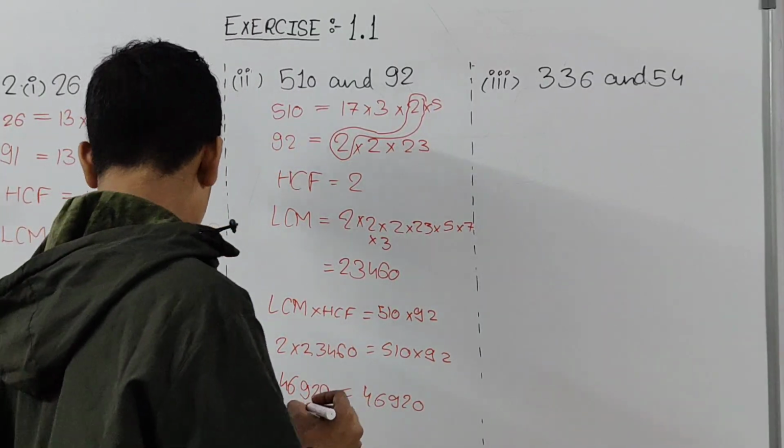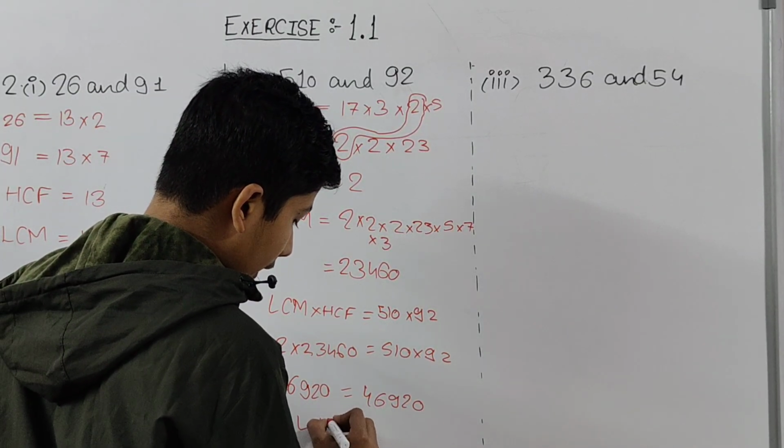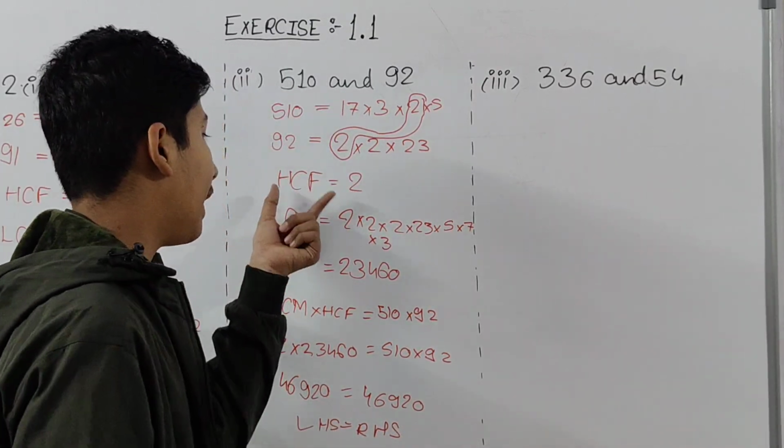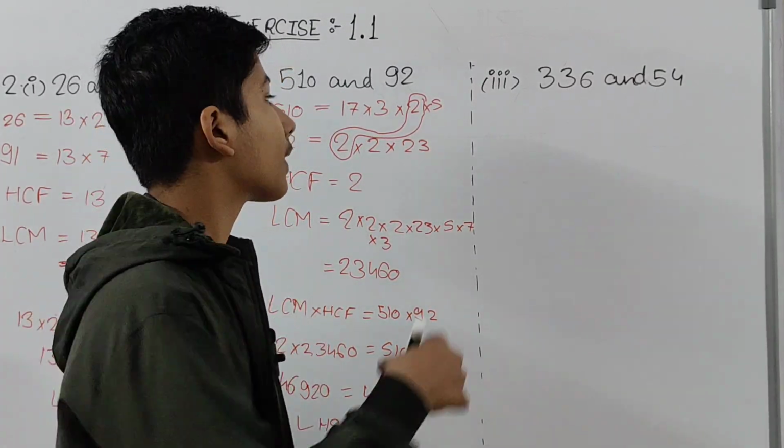So yes, our assumption was correct. Both our assumption and our solution were correct. So LHS equals to RHS, which means LCM and HCF both are correct. Now this one.